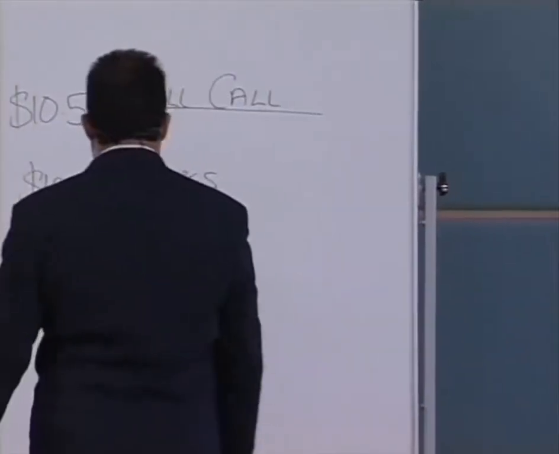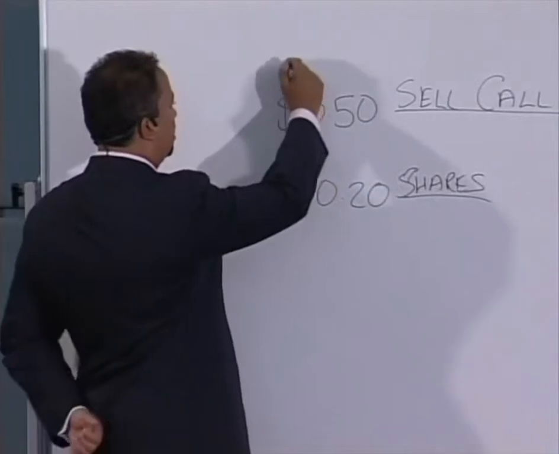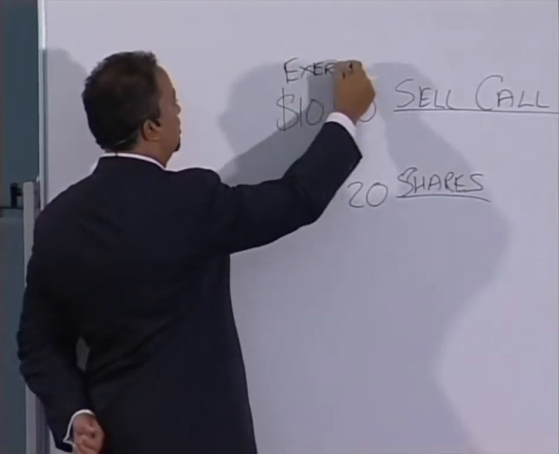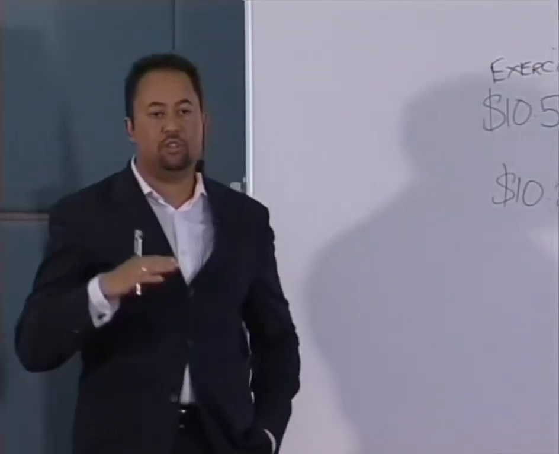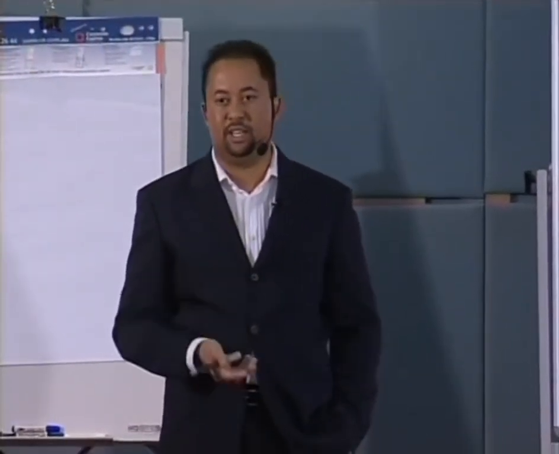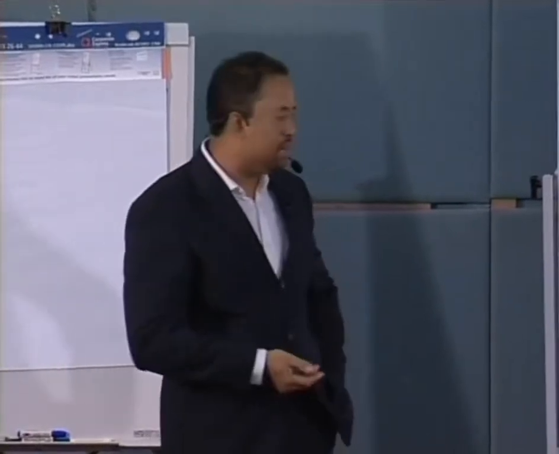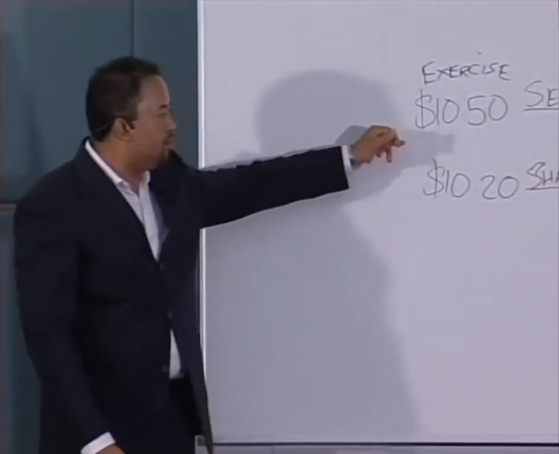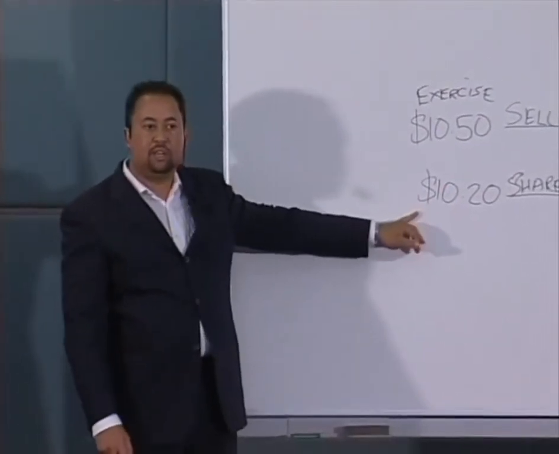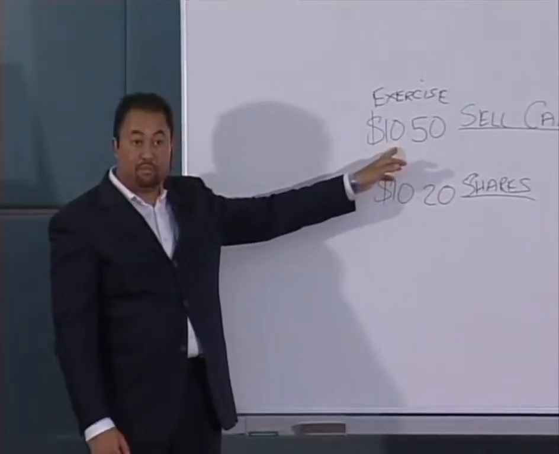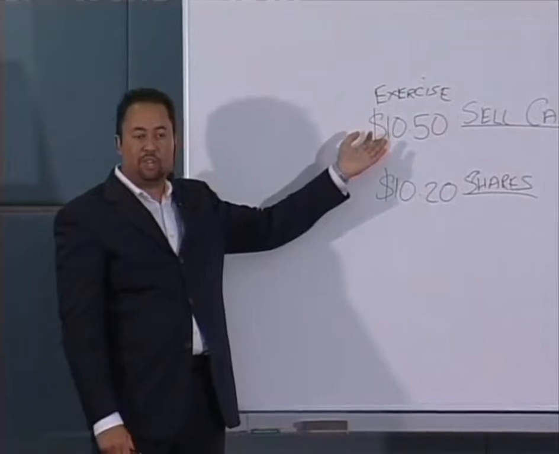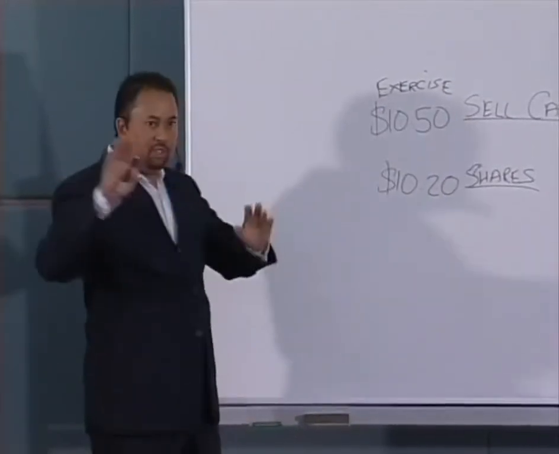So let's go through this. If you sold a call option to someone with an exercise price of $10.50, that would be giving someone else the right to buy your shares for $10.50. Now, let me ask you, at the moment, how much can they get it for? $10.20. So if while the share price is at $10.20, you sold someone else the right to buy them for $10.50, does it make sense for them to take you up on that right? No, it doesn't. But I'll get to the reasons why in a minute.